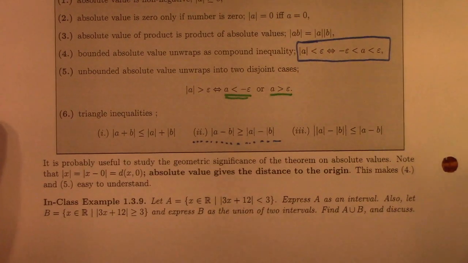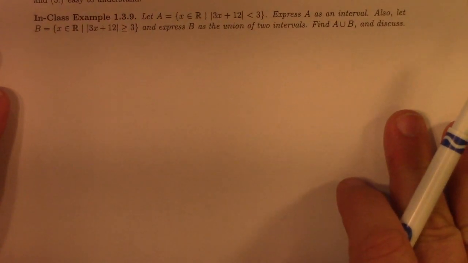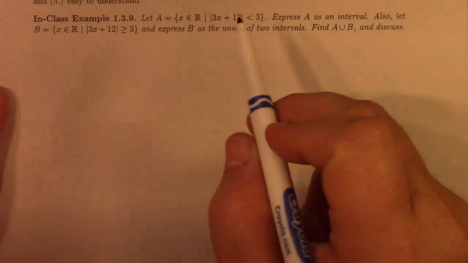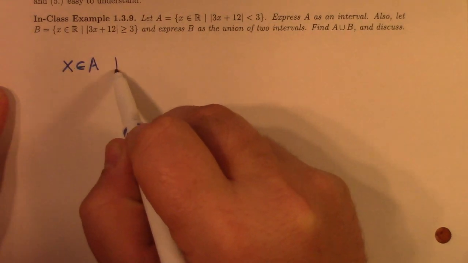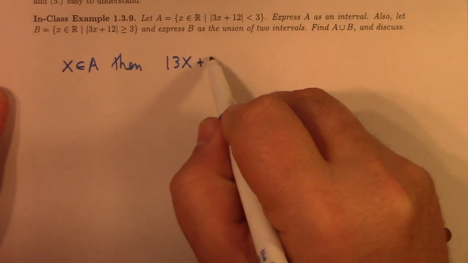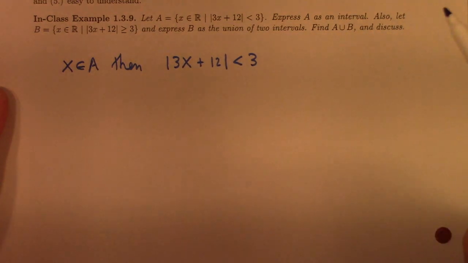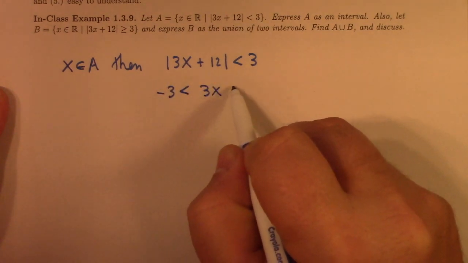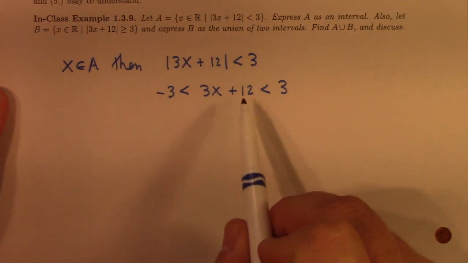All right, let's look at this in-class example. So I've got A, what is it? Well, A is this set right here. I'm supposed to express A as an interval. So if x is in A, then the absolute value of 3x plus 12 is less than 3. But we just learned in part 4 of the theorem above that that's the same as minus 3 is less than 3x plus 12 is less than 3. And then we can use the properties of inequality that we already know.